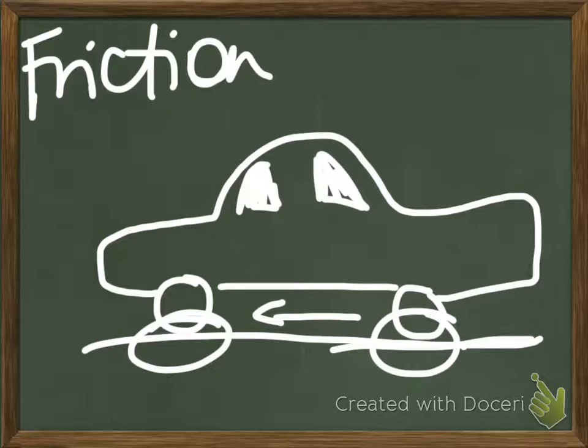The amount of friction depends on the surface. So if the surface is rough, there's more friction. If you slide a book across a table, for example, and compare it to a car moving along the road, there's less friction between the table and the book than there is between the wheels and the road.